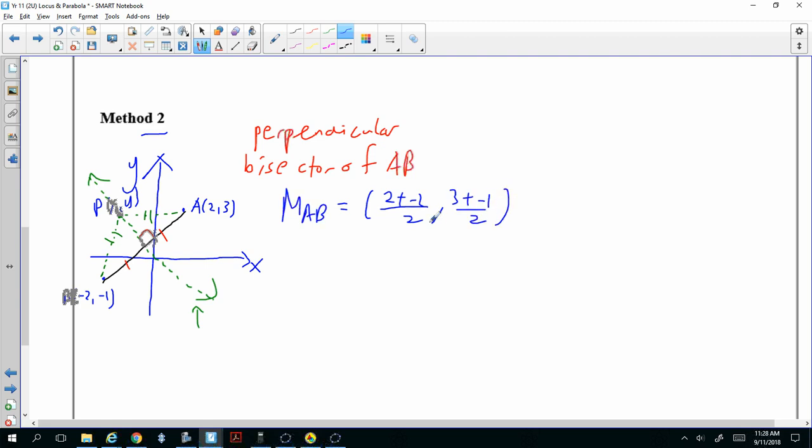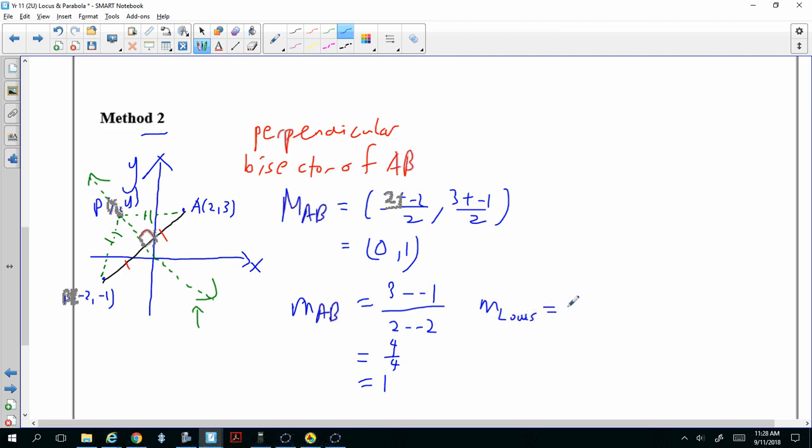Yep. And then the other one is the gradient of AB, which is equal to 3 minus negative 1 over 2 minus negative 2, which is 4 over 4, 1. But the gradient of the locus is the negative reciprocal of the other gradient. Now watch how we can do that very quickly. We use the point gradient form, and we can work out.